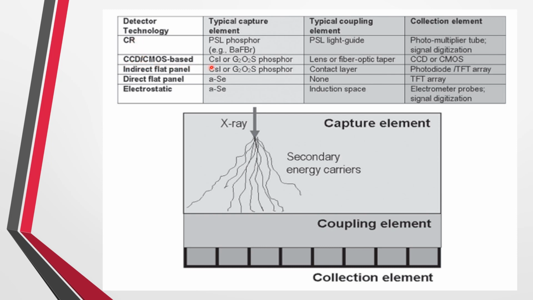There's a CCD and a CMOS based. This one uses cesium iodine, gadolinium oxysulfide. It could be a lens here again, or a fiber optic taper. And then there's CCD or CMOS, whatever the collection element is. The same thing here, there could be a contact layer in the indirect.